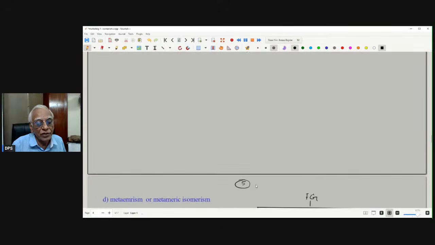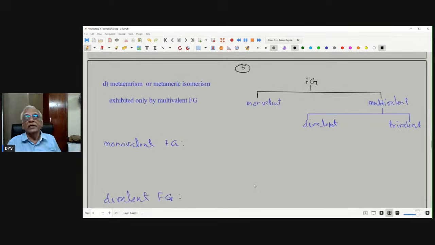Now we shall go to metamerism, and that is going to be very tricky and very simple. As I told you, functional groups can be classified into monovalent functional groups and multivalent functional groups. The multivalent ones can be classified as divalent and trivalent. If you put only one dash, for example OH, this is called monovalent. All halogens can be written this way, and the nitro group NO2 is monovalent. There is only one dash here.